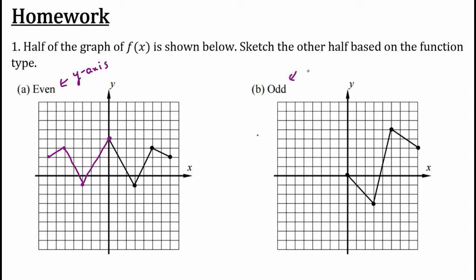Odd functions have 180-degree rotational symmetry about the origin. So if I take the function, spin it around 0, 0, 180 degrees, do I get the same thing? So we need to take this piece of the function here and rotate it 180 degrees about the origin. So if I rotate this 180 degrees about the origin, that point's going to end up there.